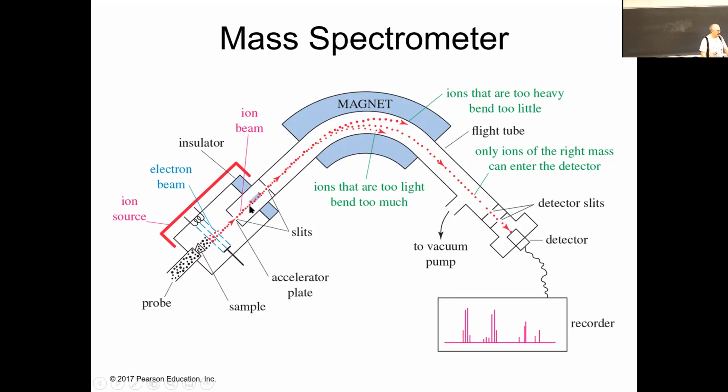The fragments then go through these slits, and those ions that are too heavy, okay, won't reach the detector because they'll run into this side of the tunnel. Those that are too light will collide with this side of the tunnel, and those that are just right will follow this pathway and reach the detector.